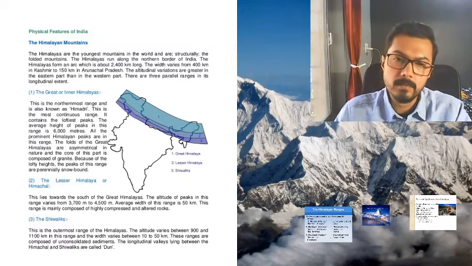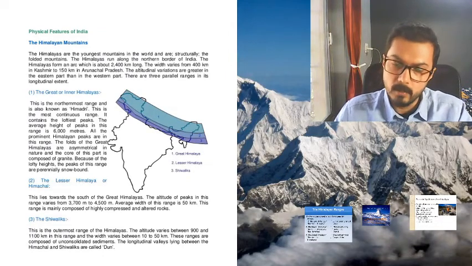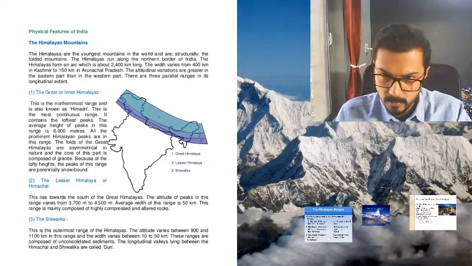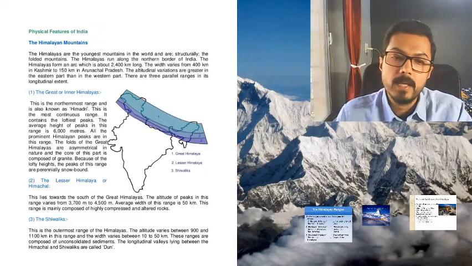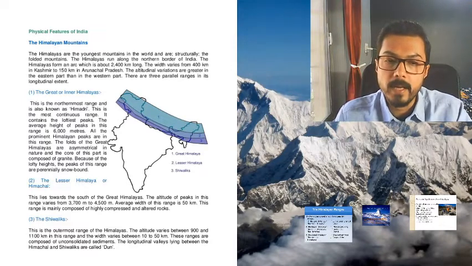And then the third one, that is the Shivaliks. It is the outermost range of the Himalayas, lies to the southern part of the Himalayas, and the altitude varies between 900 to 1100 meters in this range, and the width varies between 10 to 50 kilometers.